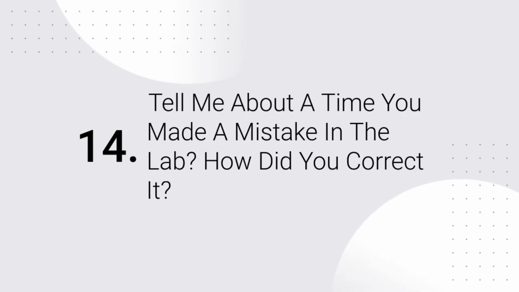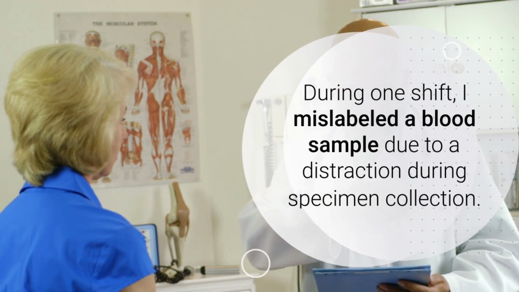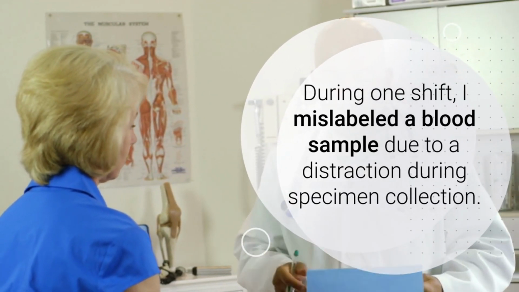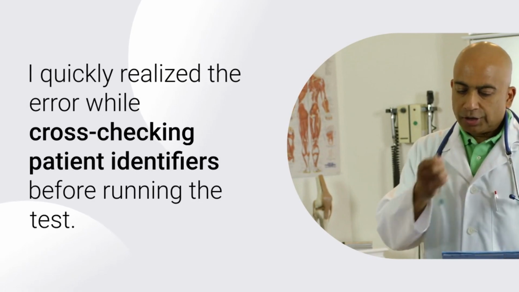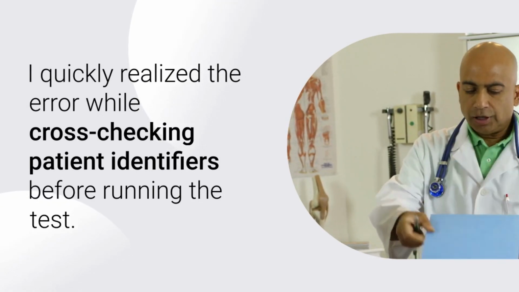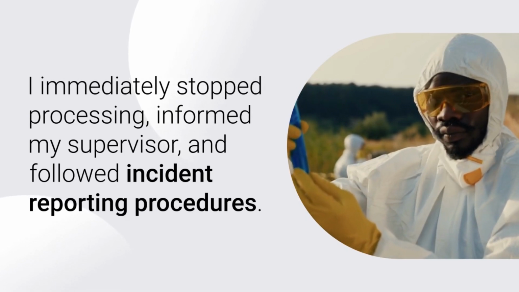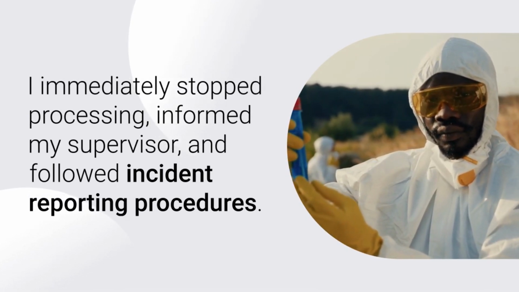14. Tell me about a time you made a mistake in the lab. How did you correct it? During one shift, I mislabeled a blood sample due to a distraction during specimen collection. I quickly realized the error while cross-checking patient identifiers before running the test. I immediately stopped processing, informed my supervisor, and followed incident reporting procedures.